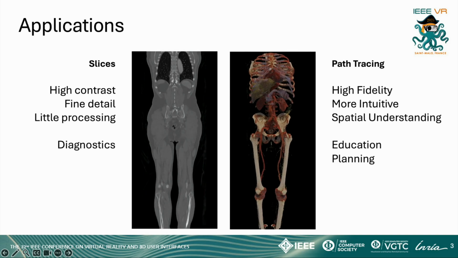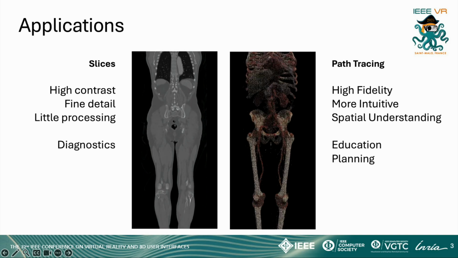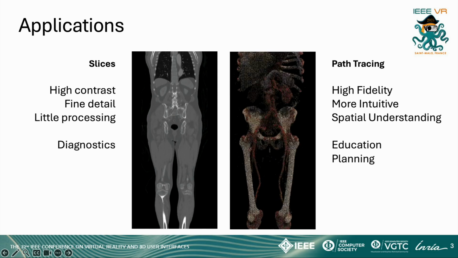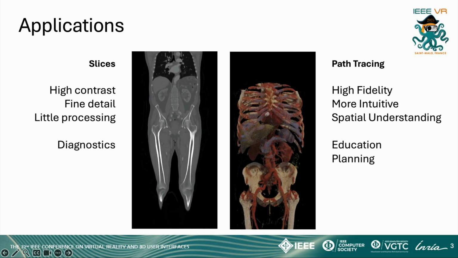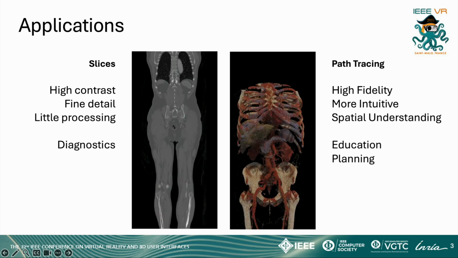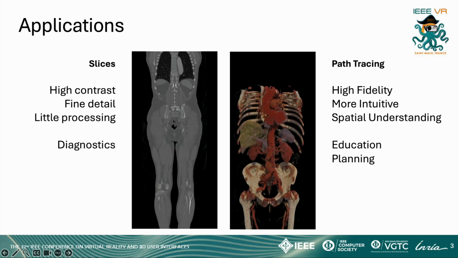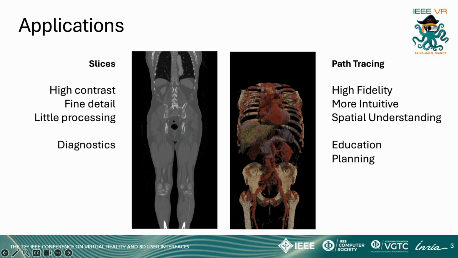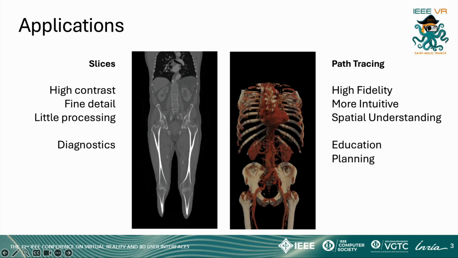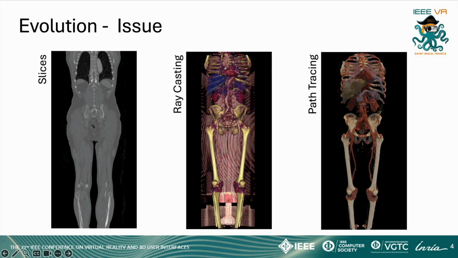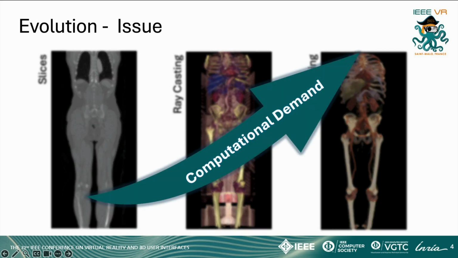Slice-based visualization excels at highlighting fine details with good contrast and minimal processing, and is the standard in diagnostics. However, 3D rendering, especially path tracing, provides a more intuitive and spatially meaningful way to explore complex structures. This makes it particularly useful for planning and education. Given these benefits, virtual reality seems like an ideal medium for viewing these visualizations. However, modern high-quality rendering methods are computationally expensive, making real-time use challenging.